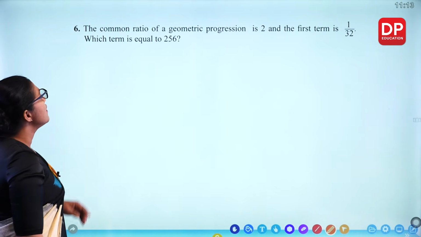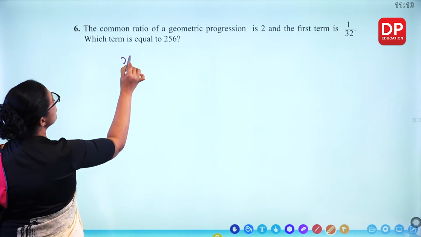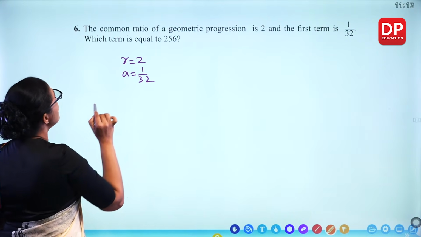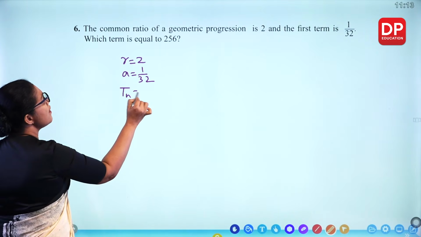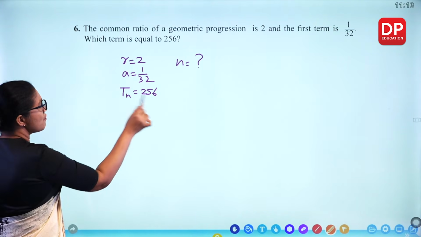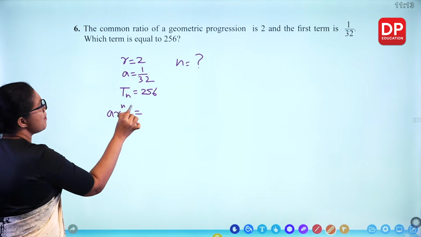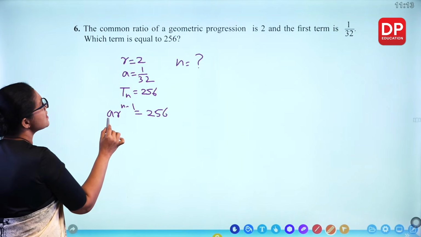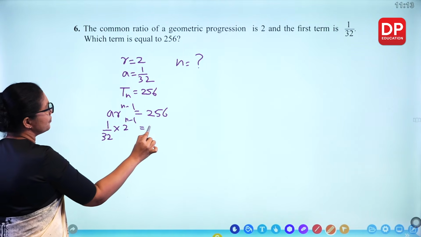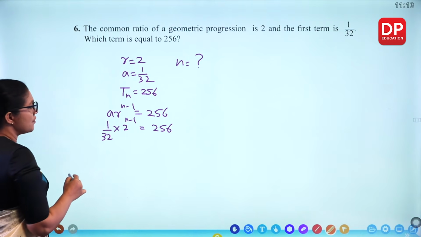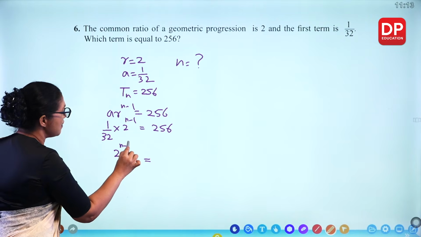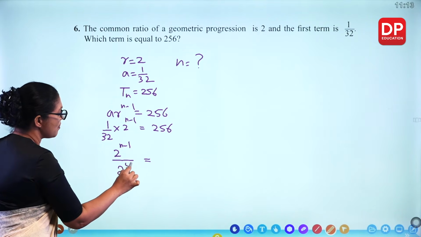Question number 6. The common ratio of a geometric progression is 2. The first term is 1 over 32. Which term is equal to 256? That means you want to find out the n value. Use the formula. What is Tn? ar to the power n minus 1 is 256. a is 1 over 32. r is 2. So we'll simplify with power of 2. 2 to the power n minus 1. Here 32 is 2 to the power 5.